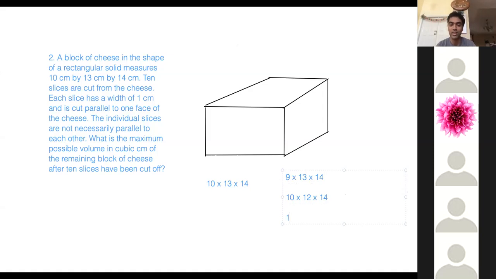Careful, we only have to cut one dimension, right? 10 by 13 by 13. Think about when I'm cutting this, I'm only removing on one dimension. The other two dimensions remain the same. Okay, good. So these are the three. So which one results in the smallest total volume?